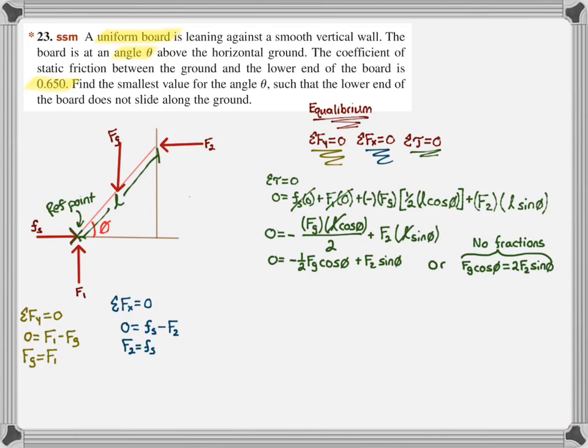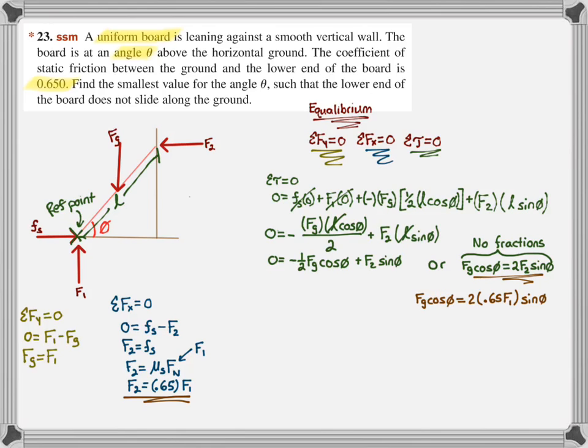Still don't have enough. Then we have to realize they gave us the coefficient for a reason. The static friction formula tells us that it's equal to the coefficient of static friction times the normal force. So we plug that in, and the normal force acting on this particular reference point is F1. So instead of normal force, we can plug in F1. So we get F2 is equal to 0.65 F1. Now we can change F2 in terms of F1, and we can change force of gravity in terms of F1.